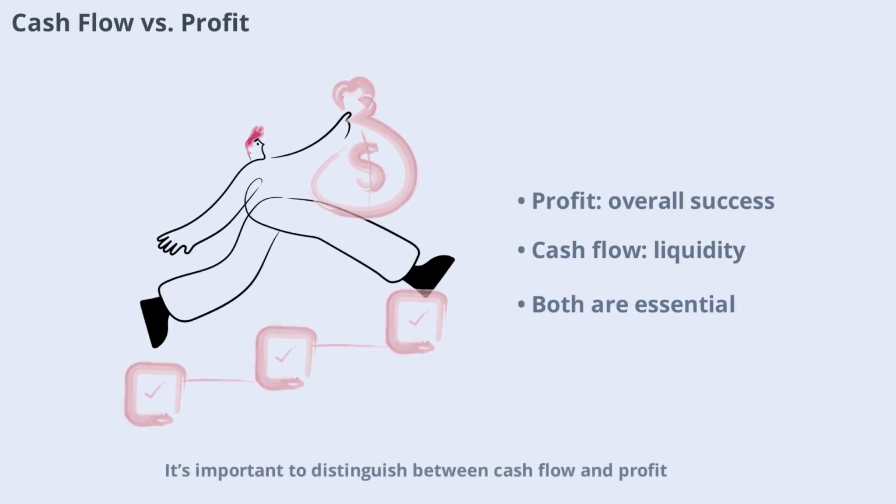It's important to distinguish between cash flow and profit. Profit is the money left after all expenses are paid, showing overall financial success. Cash flow, however, tracks the actual movement of money, revealing if a business can pay its bills on time. A company can be profitable but still struggle if it doesn't manage cash flow effectively.